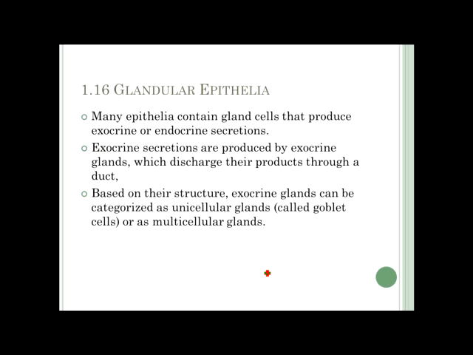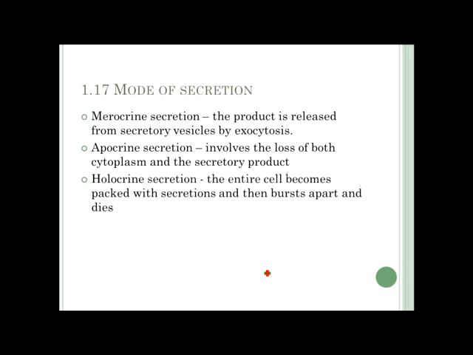Glandular epithelia. Many epithelia contain gland cells that produce exocrine or endocrine secretions. Exocrine secretions are produced by exocrine glands, which discharge their products through a duct. An example of this is sweat glands, which are considered exocrine glands. Based on their structure, exocrine glands can be categorized as unicellular glands called goblet cells or multicellular glands. So we can categorize exocrine glands as two types. Either they are unicellular or multicellular. Unicellular are called goblet cells.